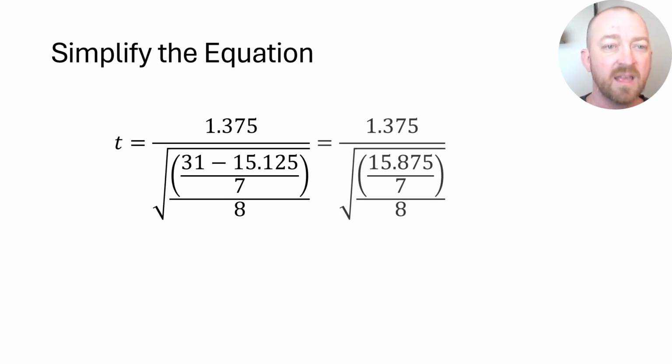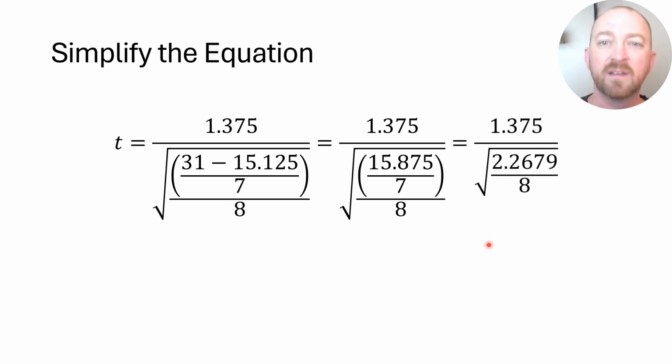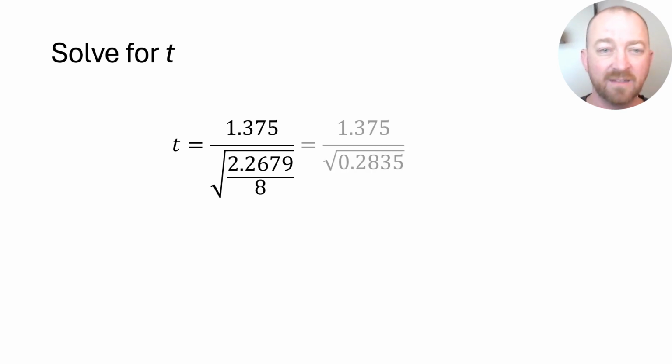There that is. And here's the difference. Of course, 31 minus 15.125 is 15.875. Now, of course, all I do here is divide that by 7. I'll do that here. Okay, 15.875 divided by 7 is 2.2679. Now, once again, I just need to divide this by 8. I'll do that on the next slide. Here's that. Once I've divided by 8, I get 0.2835, and then it goes on for a while, actually. I'm fine rounding just to these 4 decimal places, that's fine.